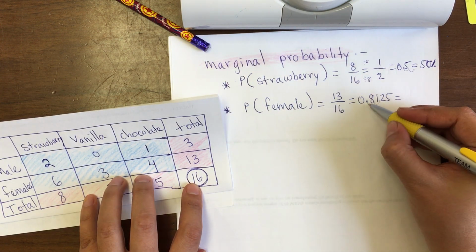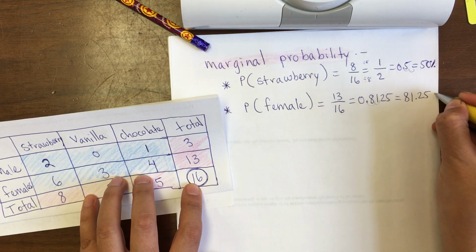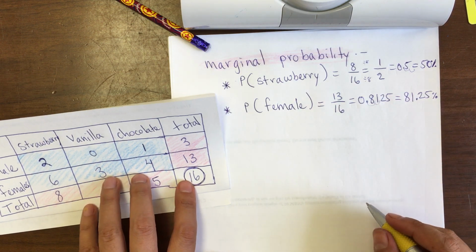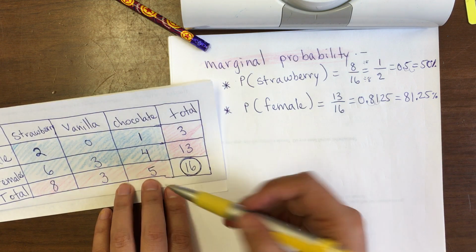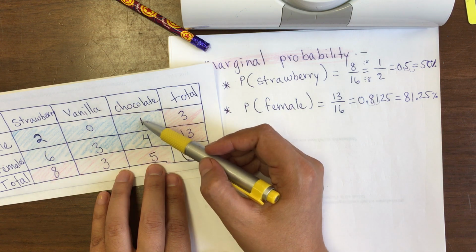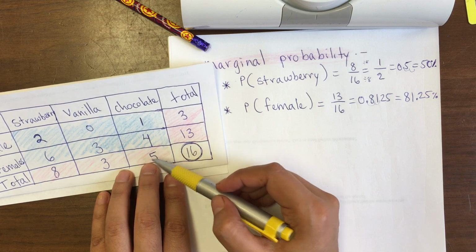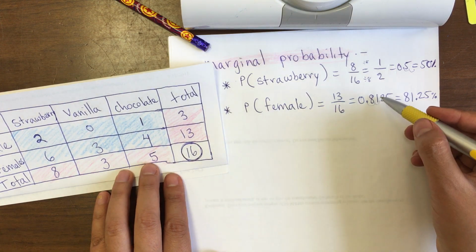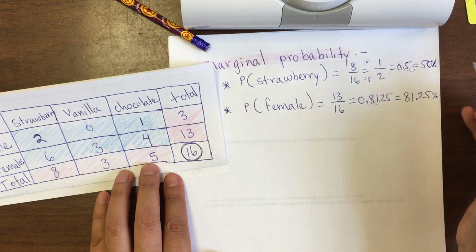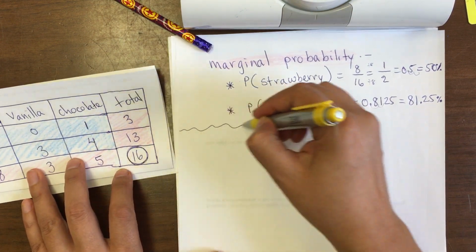Move it 2 spaces to the right to make it into a percent. So it's 81.25%. Okay? What is the probability of somebody liking chocolate? Doesn't matter if they're female or male, just anyone who likes chocolate. That's a total of 5 out of 16. You divide, you get your decimal, and then you move it 2 spaces to get your percent. I'm not gonna do that one, but you get the point.